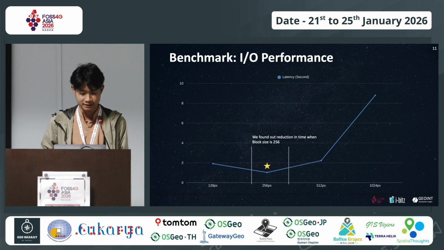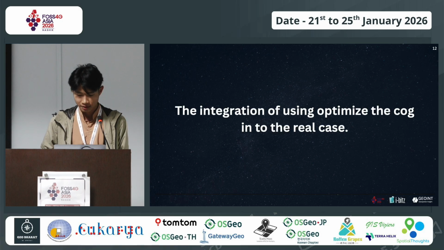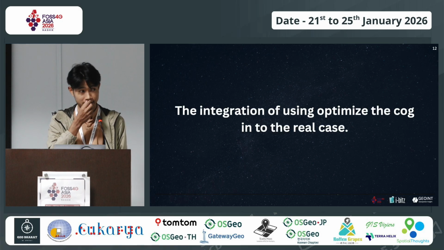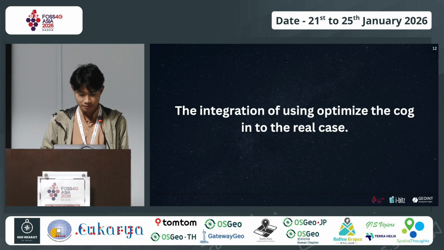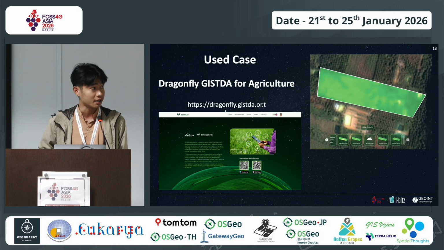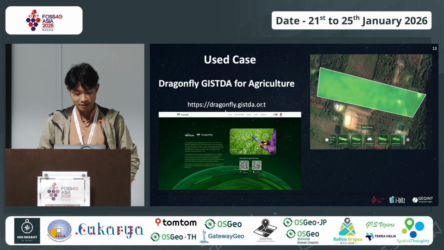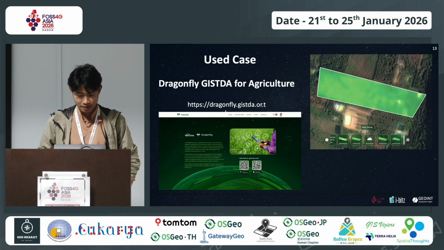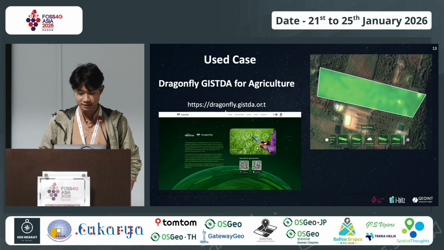In my step, I send the bbox to read the file in AWS S3. For the integration of using this in my job to optimize COG in a real case, I bring one of our projects in the company. The use case is the Dragonfly GSR agriculture platform, specialized in analyzing satellite data, monitoring crop health and fertilizer recommendations, relying on time series data.